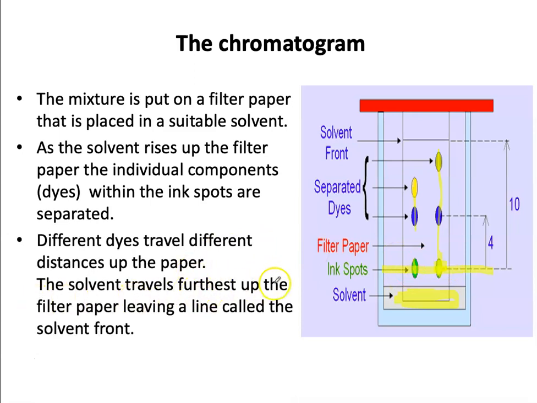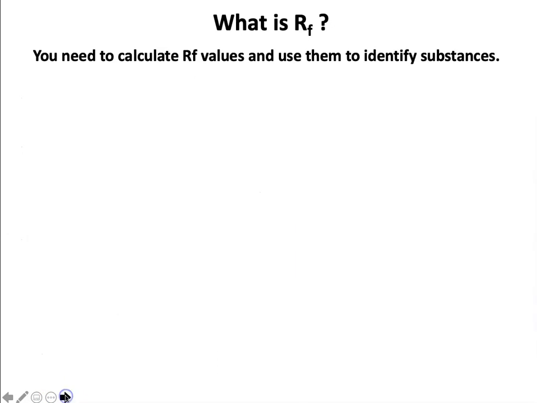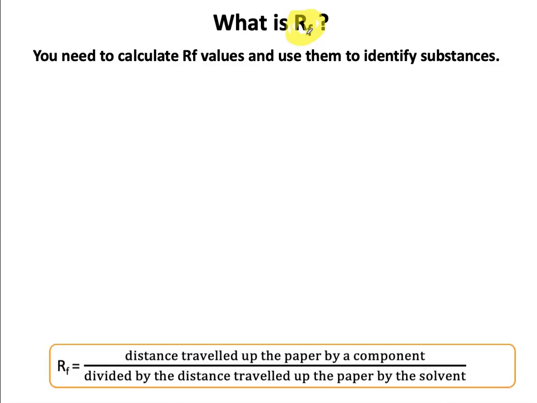The solvent travels furthest up, so there's my solvent line, and these are basically the distance moved by my spots. The main thing about chromatography is you work out what is RF, or the RF value. RF basically means retention factor. It basically measures how well the solvent interacts with the stationary phase. You just need to know how to calculate it.